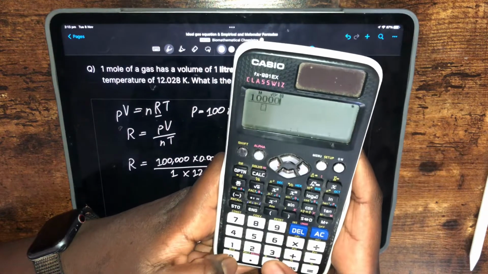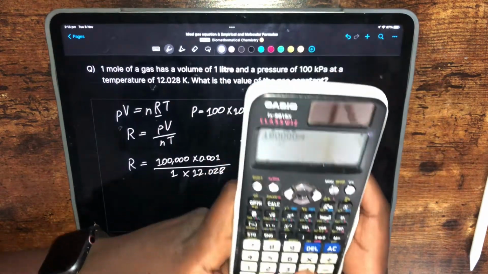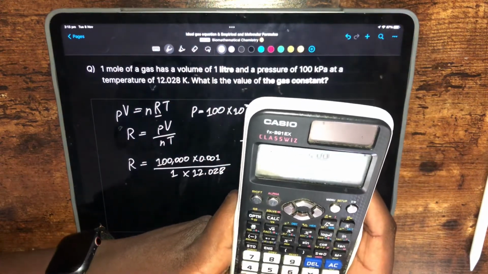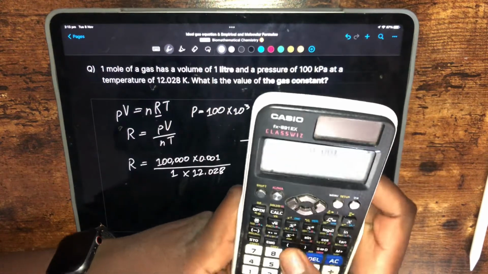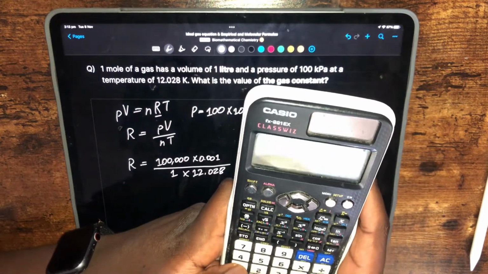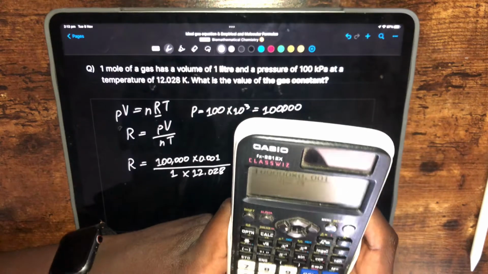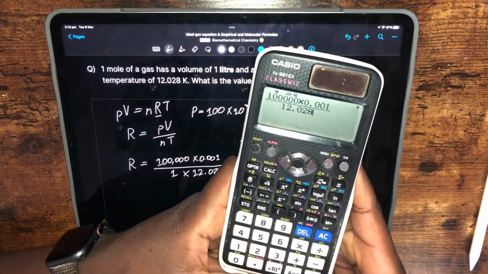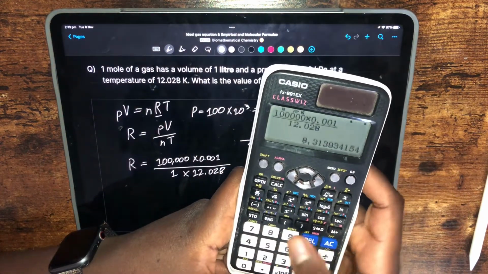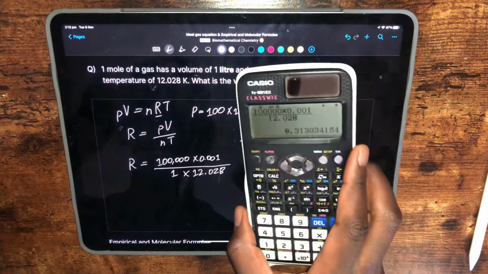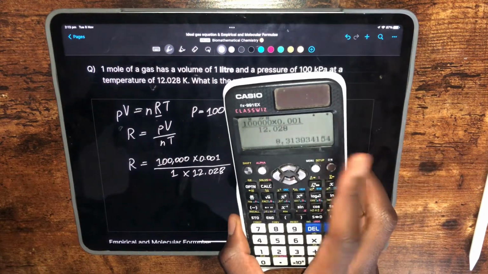100,000 multiplied by 0.001 all over 12.028. And you see here, that's our answer, 8.31. That's 8.3139.